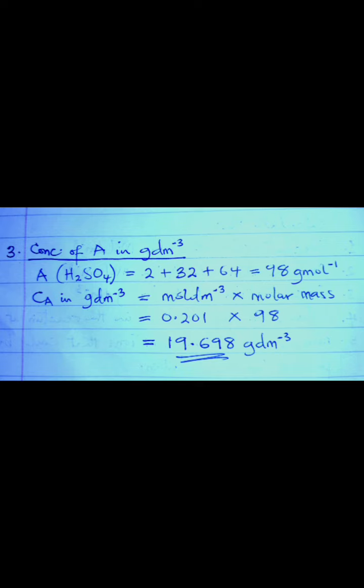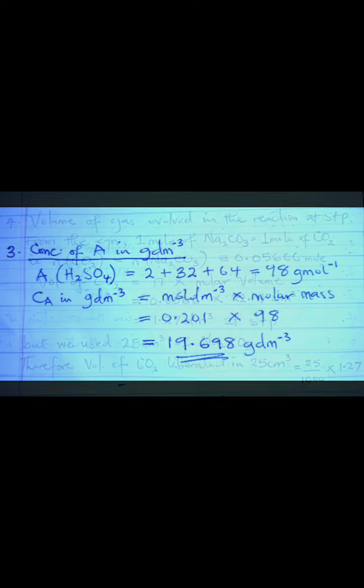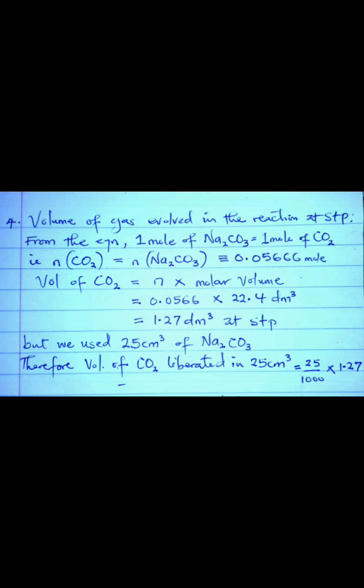Now the next question, question 4, says that we should find the volume of gas evolved in the reaction at STP. The gas here is carbon dioxide, and from the equation we can see that 1 mole of Na2CO3 yields 1 mole of CO2. So that means 1 mole of Na2CO3 equals 1 mole of CO2 at STP. So that means the number of mole of CO2 is equal to the number of mole of Na2CO3. And the number of mole of Na2CO3, that's B, we found.